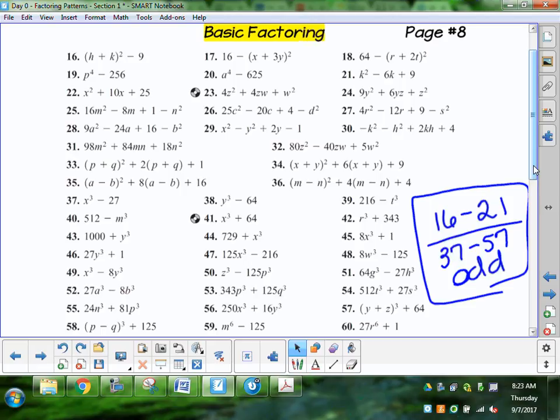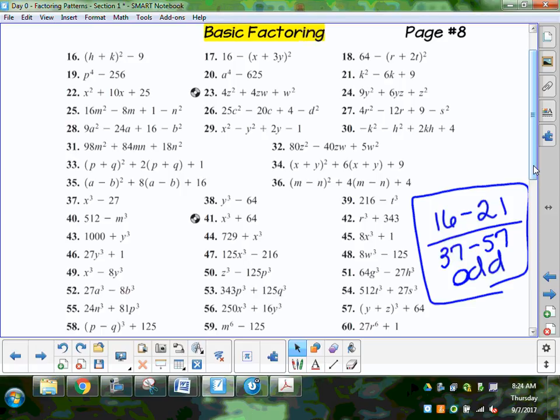Okay. Coming up in not next class, but the one after it, you're going to have your first quiz on factoring stuff that we've done so far. If you have questions, feel free to come on in and ask them.